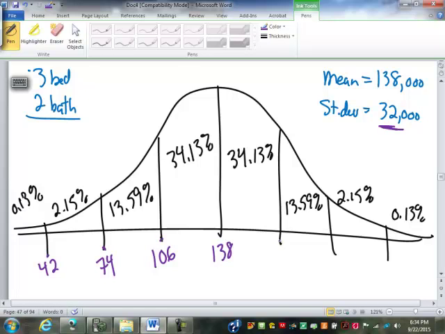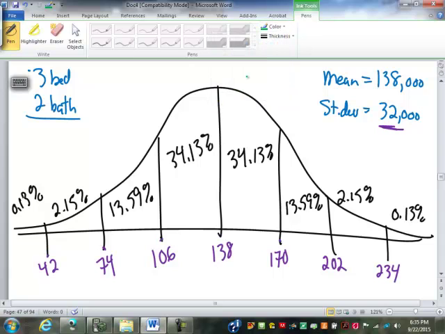Going the other direction now, what's this one going to be? Well, 138 plus a standard deviation of 32 is 170. This is going to be 202,000 and 234,000.